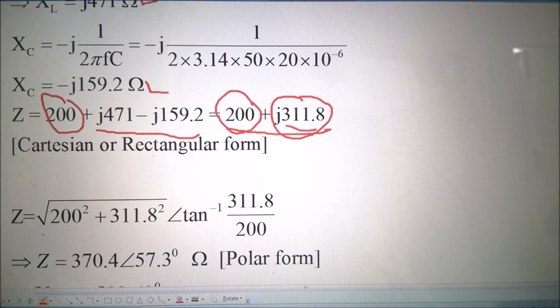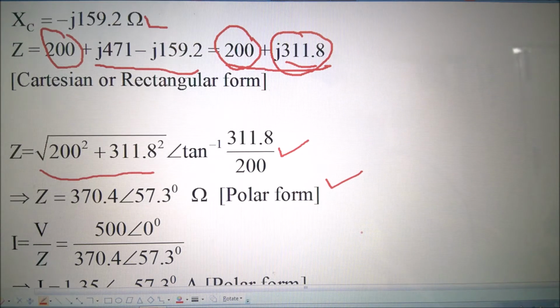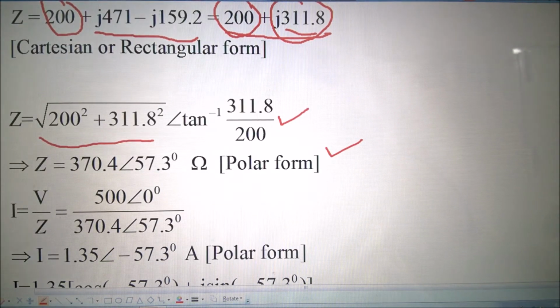But it was a recapitulation of that. I showed you that the magnitude we can find like this, and the angle we can find like this, and that is the polar form. We know that the complex number is this. And then we can find the I very easily, that I is equal to the voltage divided by the impedance.